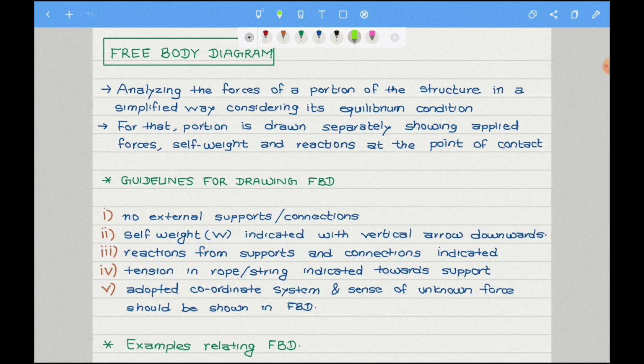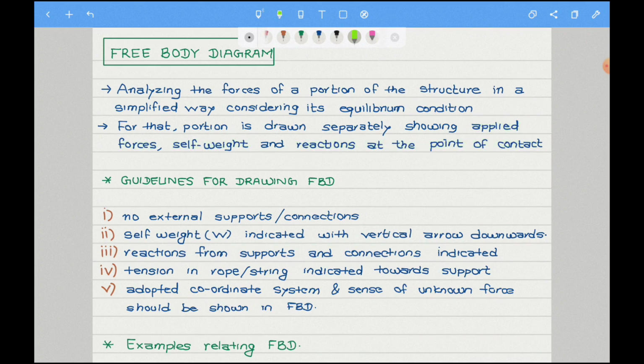The force analysis of a structure is made in a simplified way by considering the equilibrium of a portion of the structure. And for that particular portion, we will be drawing that portion separately, showing altogether three things, and those things are applied forces, the self-weight, and the reactions at the point of contact.